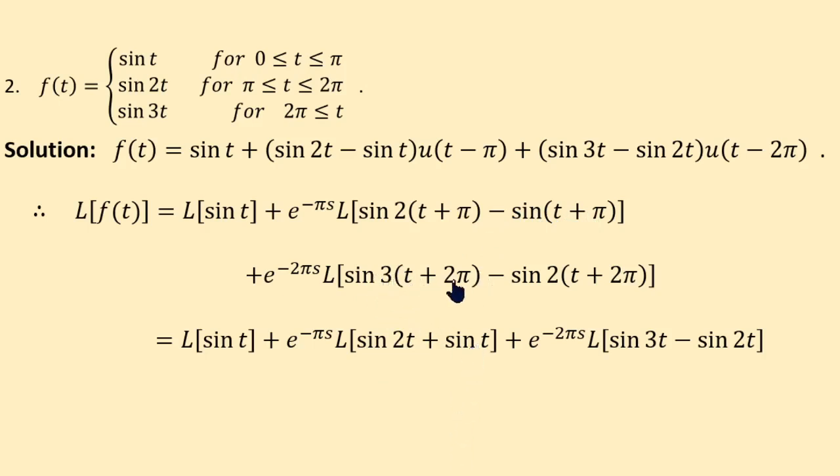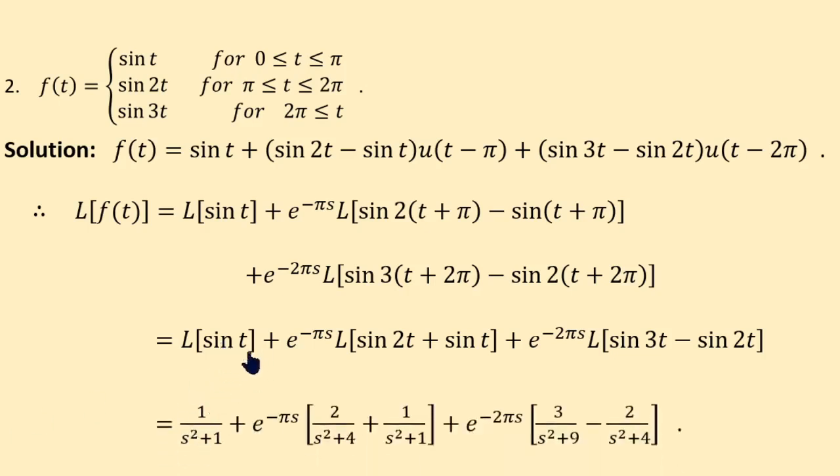Here 3t plus 6 pi, 3 rotations, after 3 rotations 3t. So cancel 3 periods, so it is sin 3t. Here also 2t plus 4 pi, 2 pi plus 2t, therefore it is sin 2t, so sin 3t minus sin 2t. And you know that Laplace transform of sin at is a by s square plus a square, apply that.